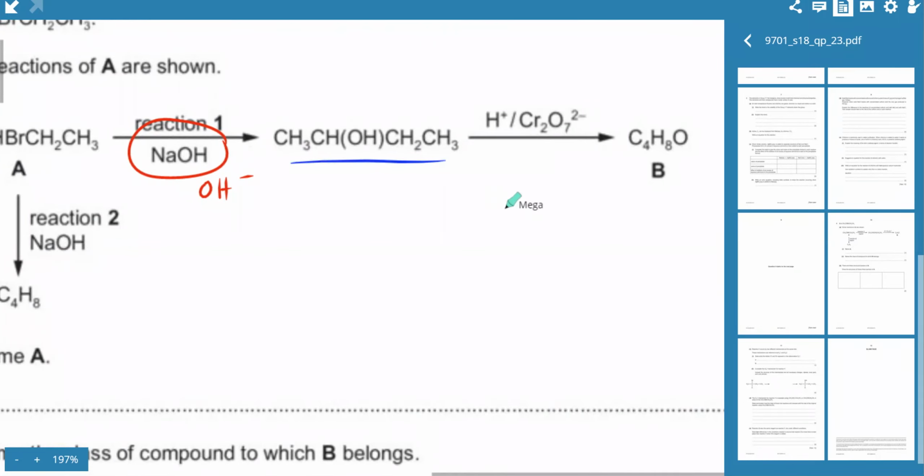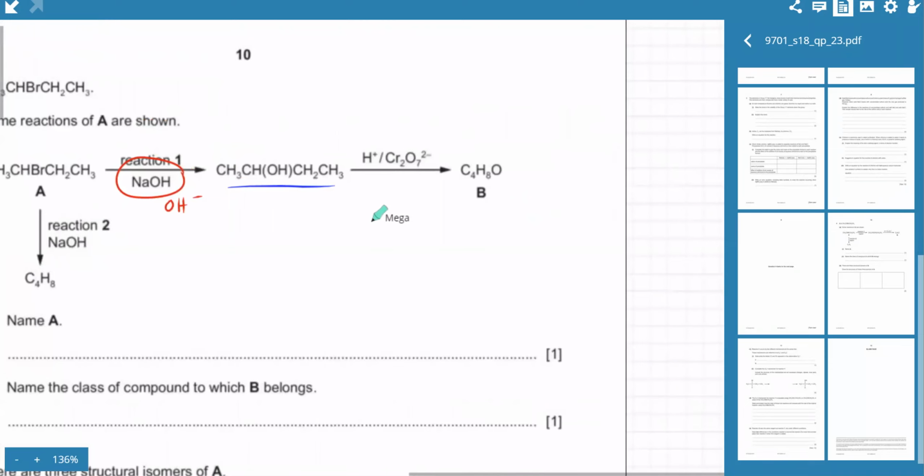And then it's a secondary alcohol. Secondary alcohols do get oxidized. So what happens to a secondary alcohol? Secondary alcohols get oxidized to ketones. So this one is CH3, then there is CH, and then there is OH and CH2, CH3. So it's going to be oxidized.